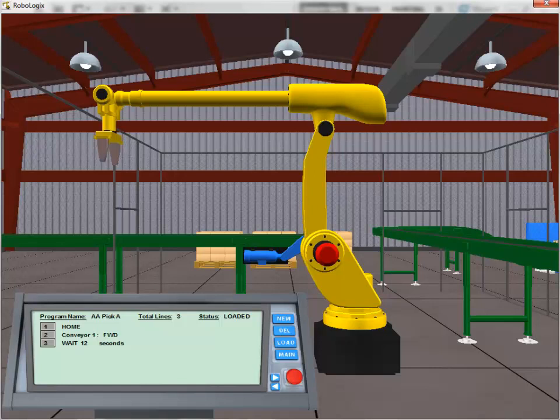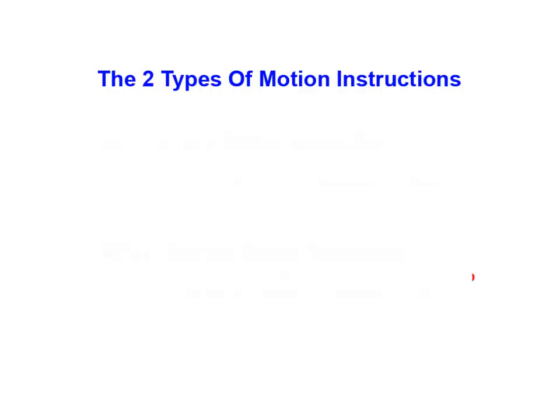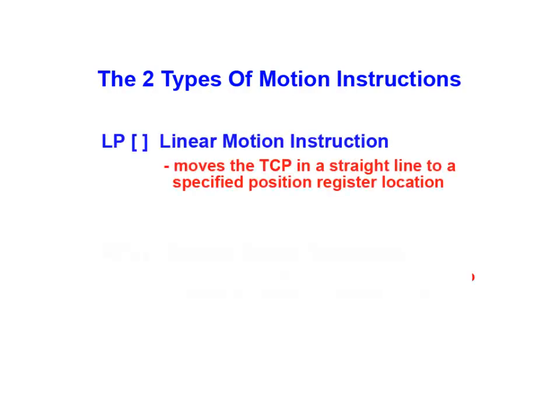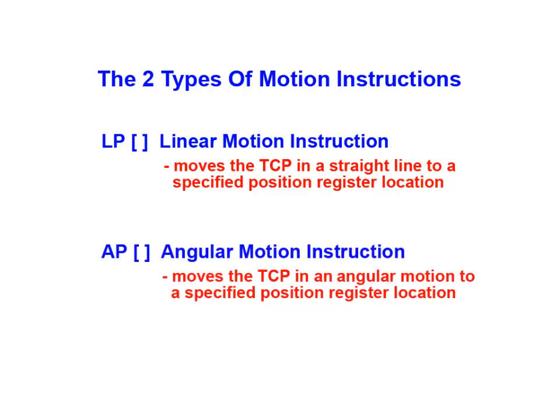We're now ready to add an instruction that'll move the tool center point to a position directly above the box. RoboLogix provides 2 types of motion instructions. The first instruction is the linear motion instruction. This instruction moves the tool center point in a straight line to a specified position register location. The second is the angular motion instruction. This instruction moves the tool center point in an angular motion to the specified position register location.